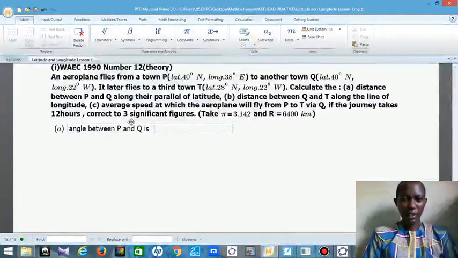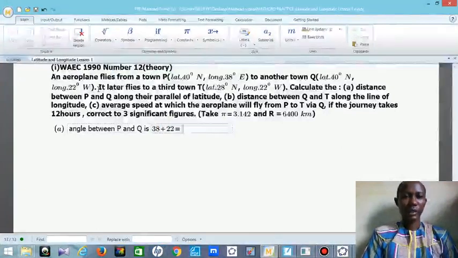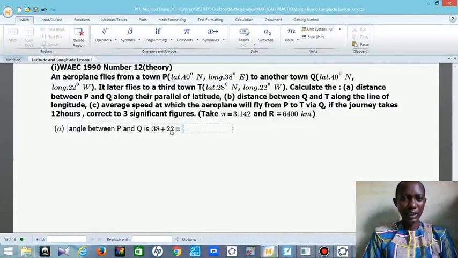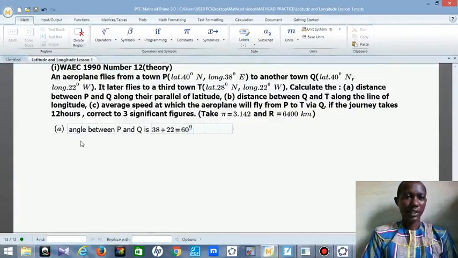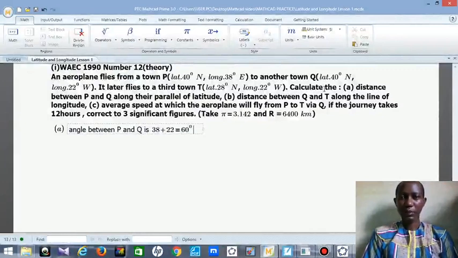So the angle between them will just be 38 plus 22. So this will give us the angle 38 plus 22, which is 60 degrees. That is 60 degrees. Then if we move on with our calculation, we are going to go straight to the distance formula.